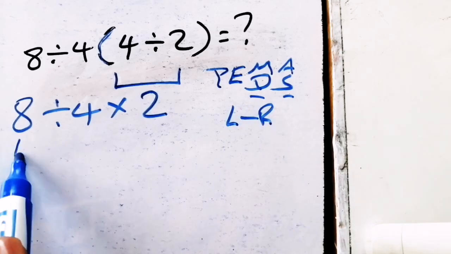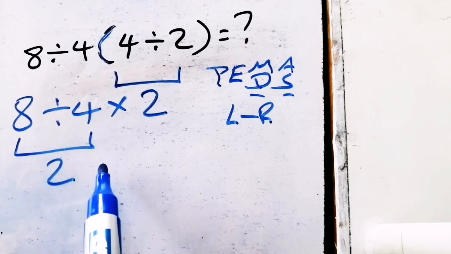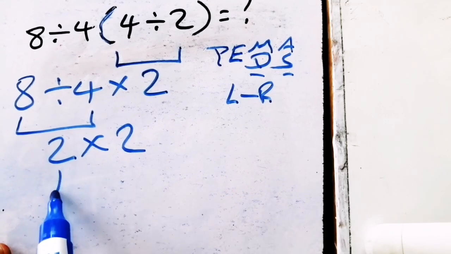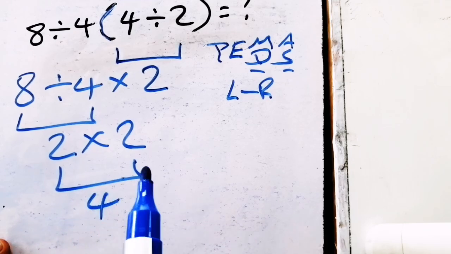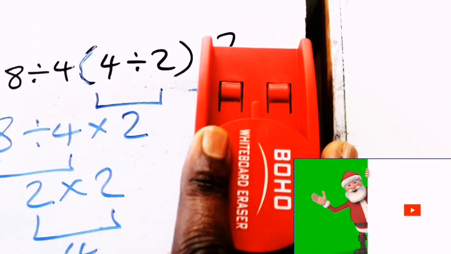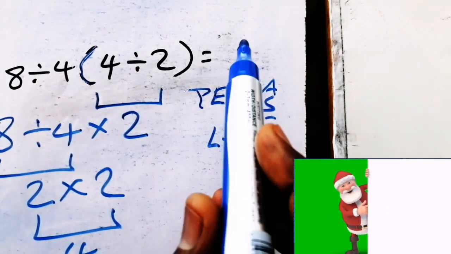Okay. Therefore, we have to divide this number first. 8 divided by 4, which equals 2. Then 2 times 2, 2 times 2 is just 4. Okay. Therefore, this is the final answer of this problem. The final answer of this problem equals 4.